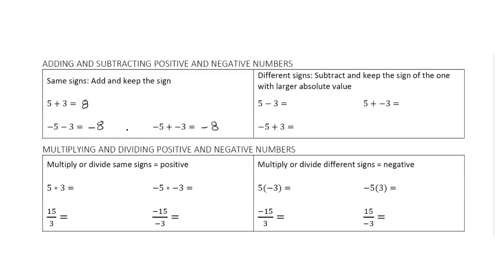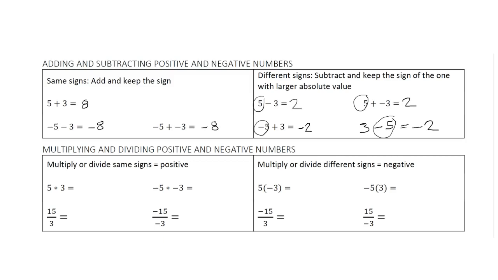Now let's add numbers with different signs, one positive, one negative. In this case, we subtract the numbers, but we keep the sign of the bigger number. 5 minus 3 is positive 2 because the larger number is positive. 5 plus negative 3 is also positive 2 because the larger number is positive. Negative 5 plus 3 is negative 2 because the larger number is negative. 3 minus 5 is negative 2 because the larger number is negative. When the signs are different, subtract and keep the sign of the larger number.